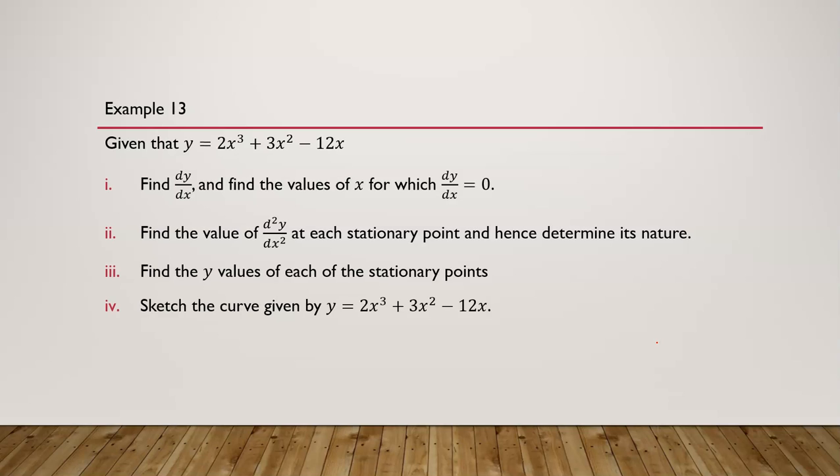Okay, example, given that y equals to 2x cubed plus 3x square minus 12x. Okay, find dy over dx and find the values of x for which dy over dx equals to 0. And then find the value of d square y. Find the y values of each of the stationary points and sketch the curve of y equals to 2x cubed plus 3x square minus 12x. Okay, ini besok kita bincangkan in our class. Okay.